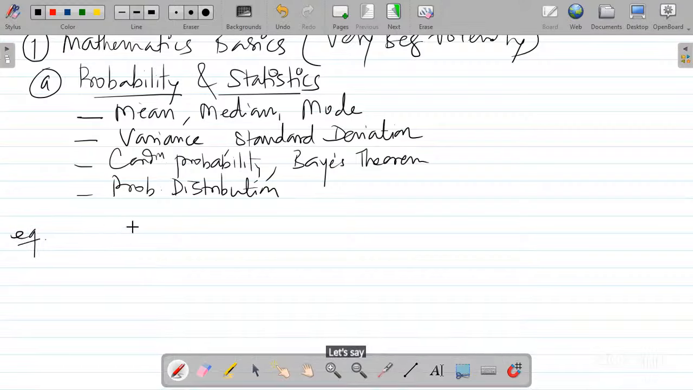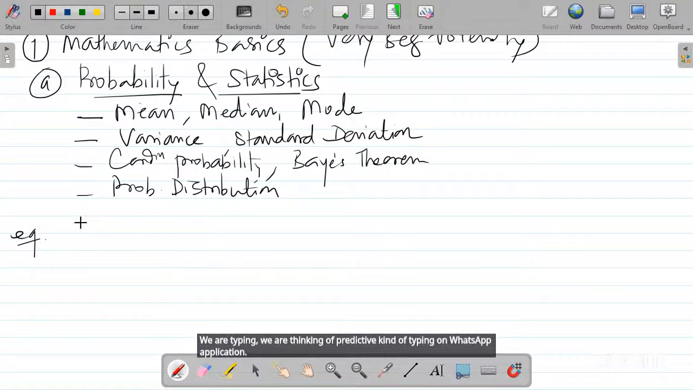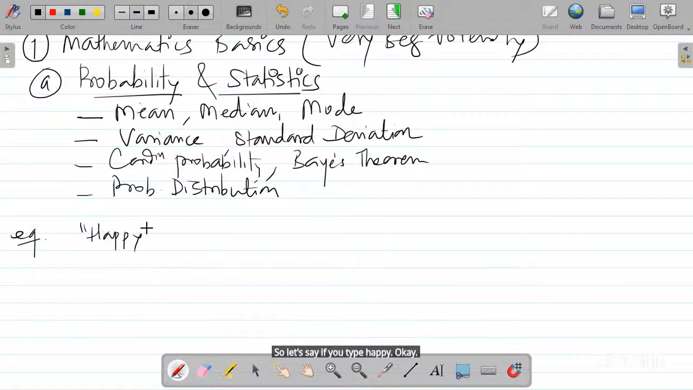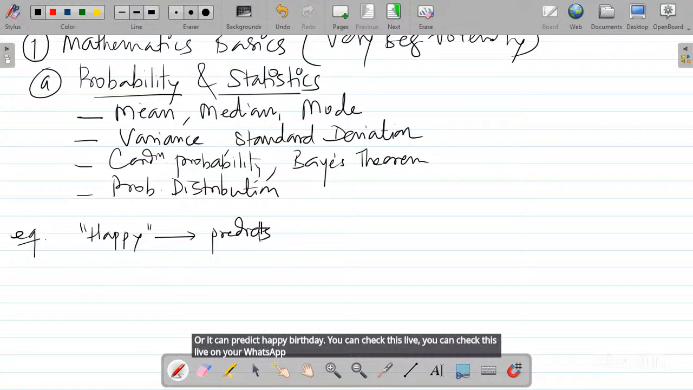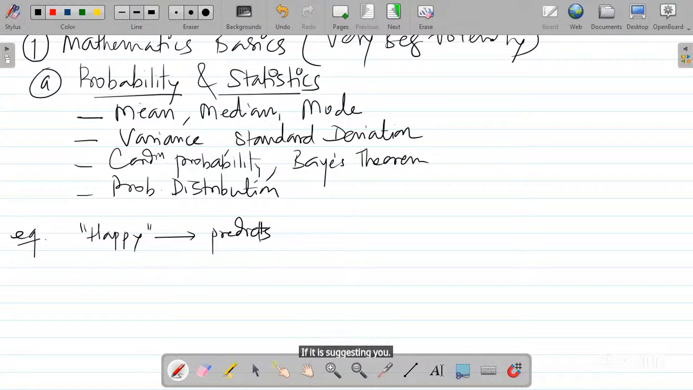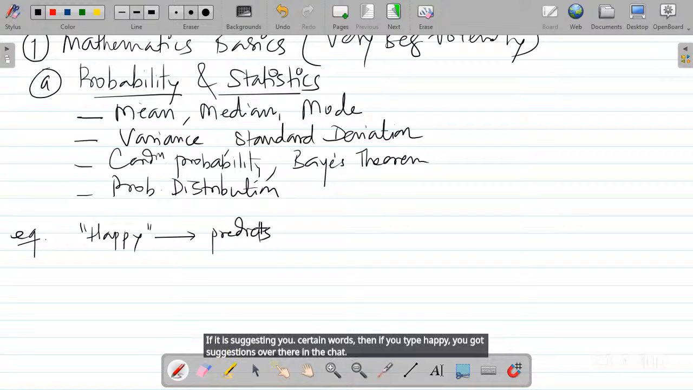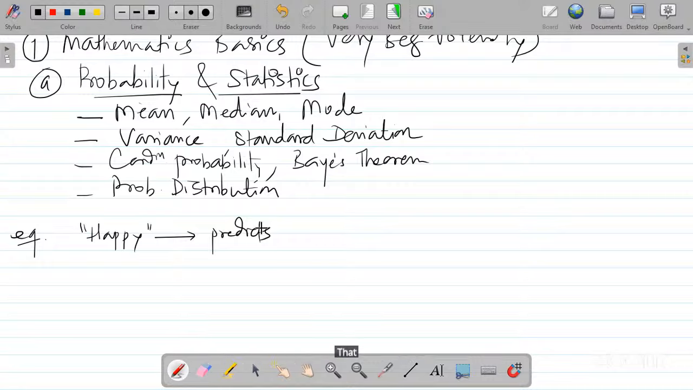Let's say, for example, we are typing on the WhatsApp application. We are thinking of predictive typing on WhatsApp. So let's say if you type "happy", the system will predict what it can predict. Happy New Year, it can predict happy morning, or it can predict happy birthday. You can check this live on your WhatsApp application. If you type happy, you get suggestions over the keyboard panel, showing what kind of words it is suggesting.